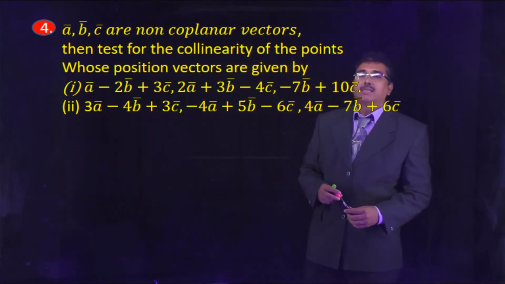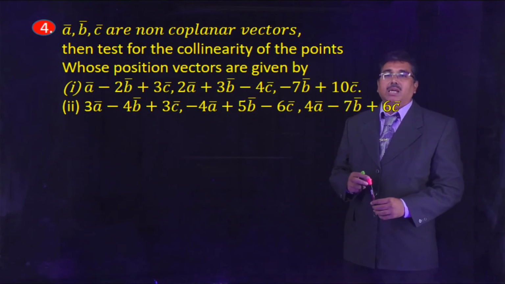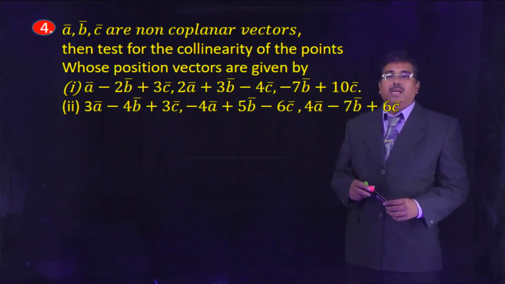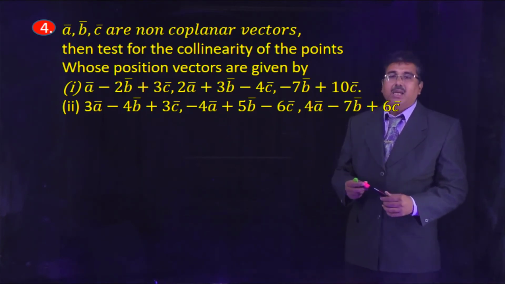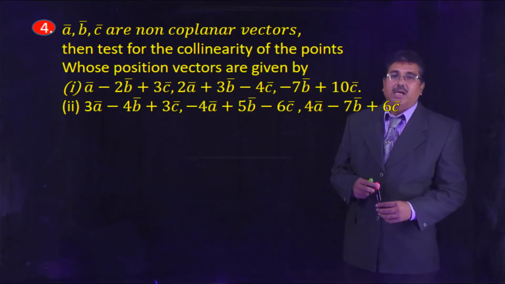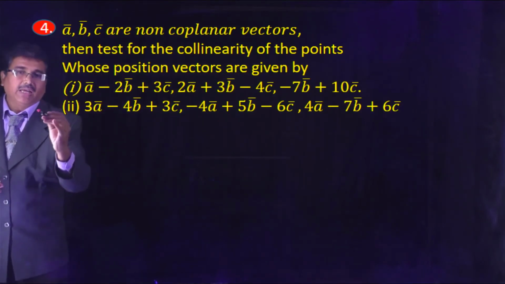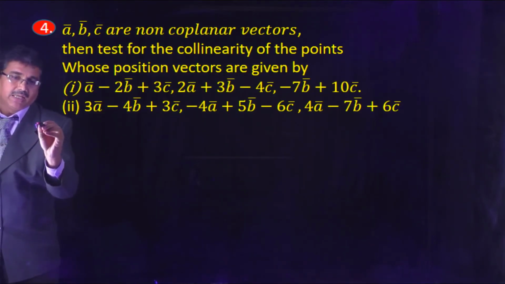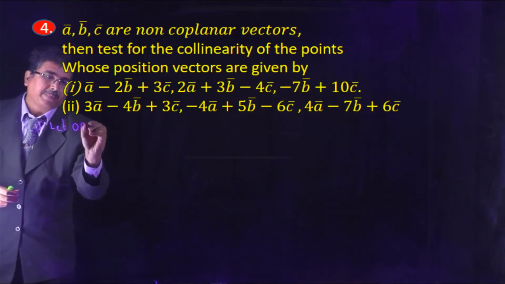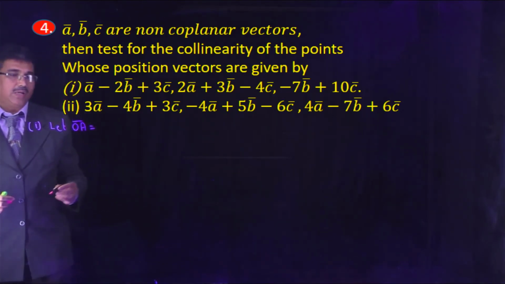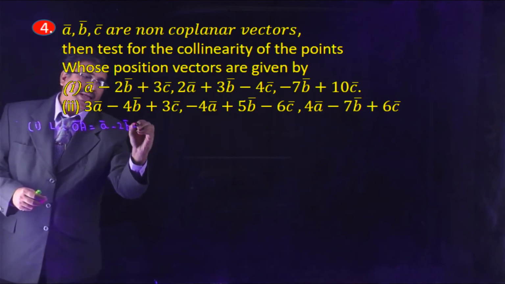A bar, B bar, C bar are non-coplanar vectors. Then test for the collinearity of the points whose position vectors are given by. Given 3 points, verify that these 3 points are collinear or not. Right? First bit, given 3 points, let OA bar be equal to A bar minus 2B bar plus 3C bar.